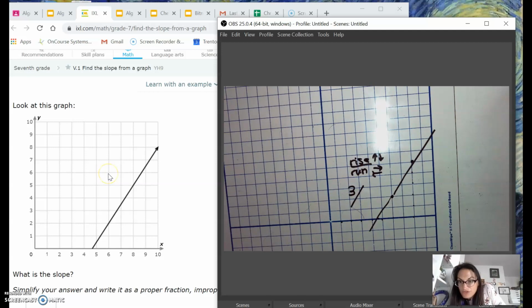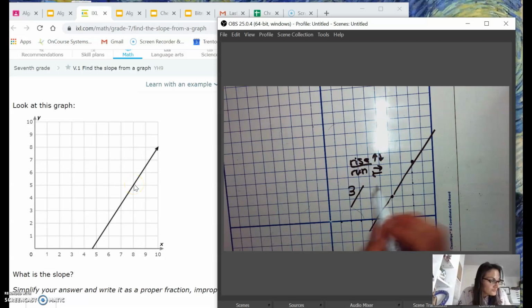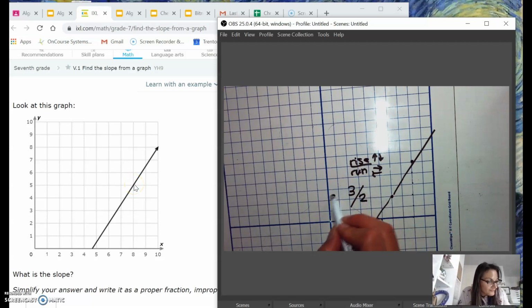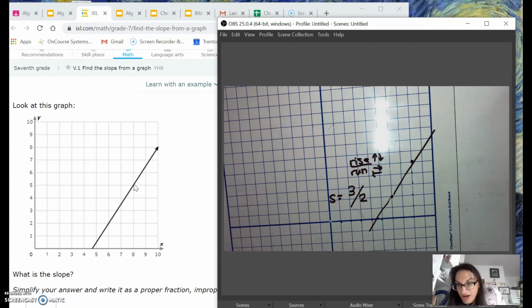And then over to the right, 1, 2. So it's a positive 2. So my slope is just 3 over 2. It's honestly a lot easier than I think you guys are making it. You just have to look at where exactly the line intersects an actual corner. So you're going to plug in the 3 over 2 and click submit.